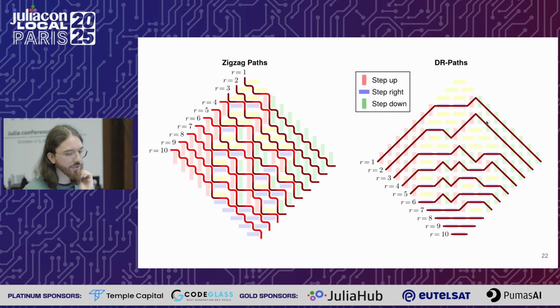Besides the zigzag paths, you also have these DR paths. This is where you step up if you encounter a red square, you step right if you encounter a blue square, and you step down if you encounter a green square. You can do this for multiple starting positions. What we are mainly going to be looking at is the top DR path, and this top DR path has the property that it will approach a circle for large enough n.